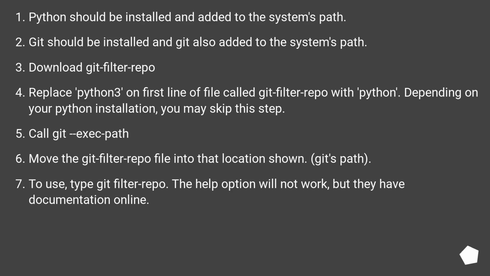Call git --exec-path. Move the git-filter-repo file into that location shown, git's path. To use, type git filter-repo. The help option will not work, but they have documentation online.